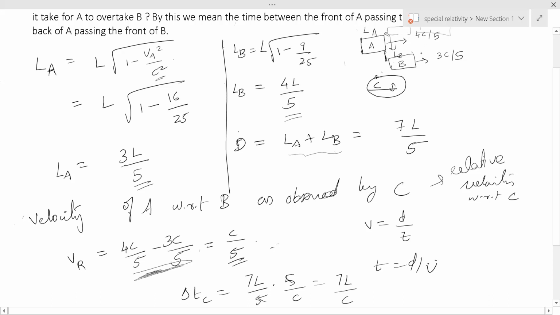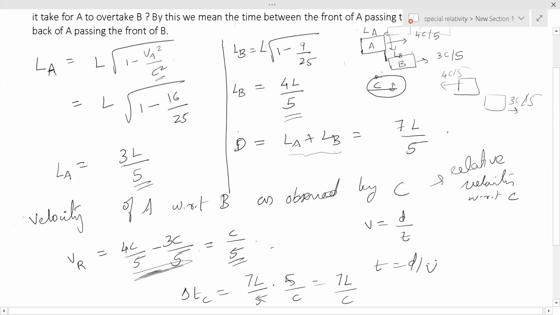So he will just see that they are moving away at the difference of their speeds. He'll see that it's slowly overtaking. Now, what happens if they were moving in the opposite direction? This is 4c by 5 like this, and 3c by 5 in this direction.